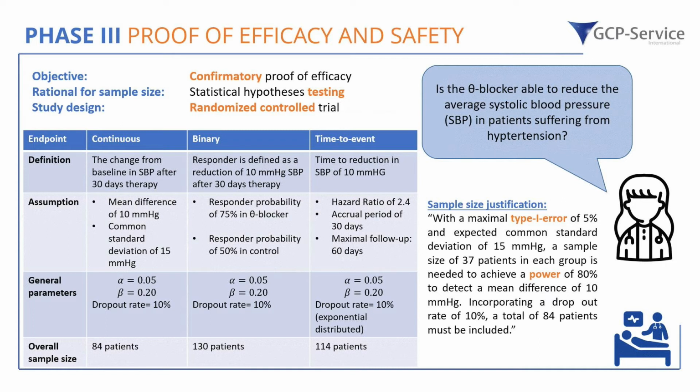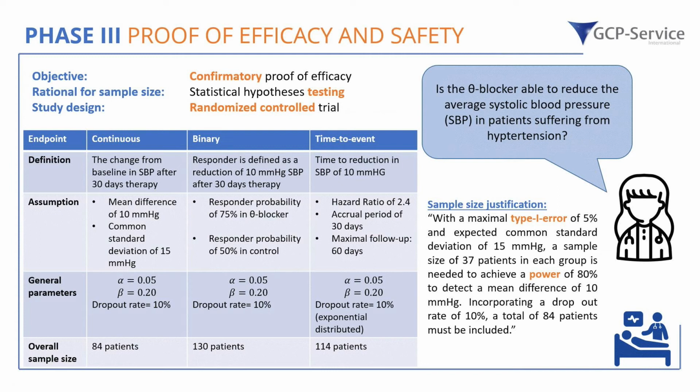Or we could also define responders, and say, okay, a responder is defined when we observe a reduction of 10 millimeters of mercury in the systolic blood pressure after 30 days of therapy. So we have here a binary endpoint where we just have responders. It could also be measured with a time to event endpoint, where we look at the time until the reduction occurred. And what we see here is that, based on the selected endpoint, we have different assumptions included. The general parameters here are almost the same.